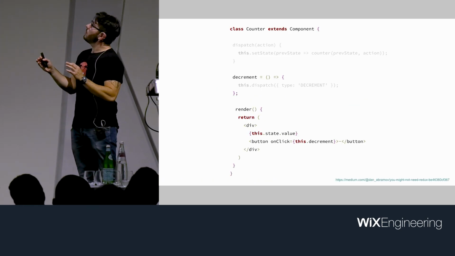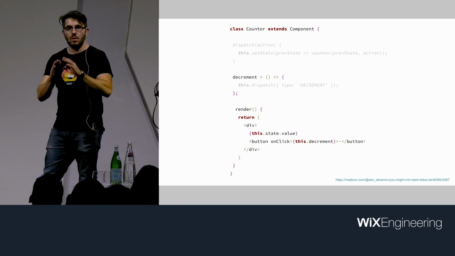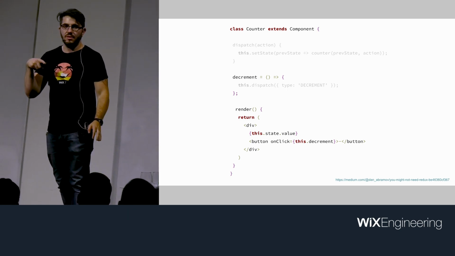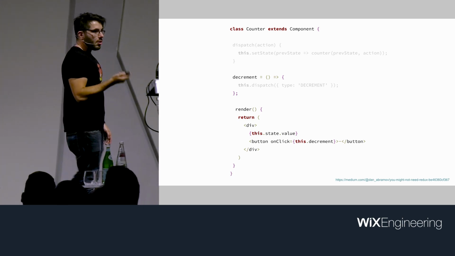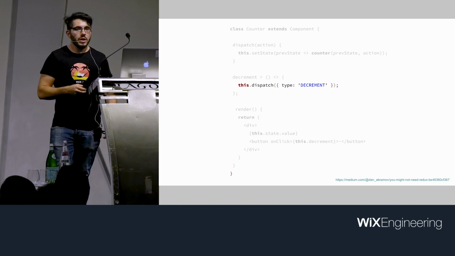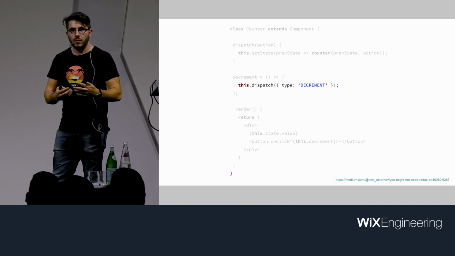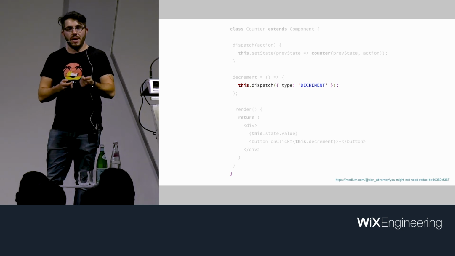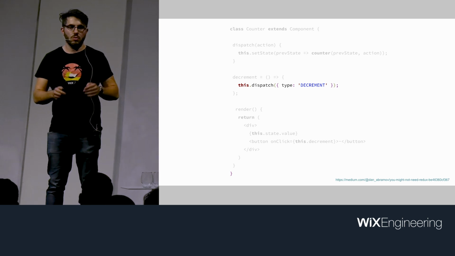Here, we have a simple React component. Again, nothing fancy, right? One button which decreases the value when you click it. And inside the callback of that button, we are firing the event. Okay? Now, usually the dispatch method is provided by Redux, but here we won't be using Redux.